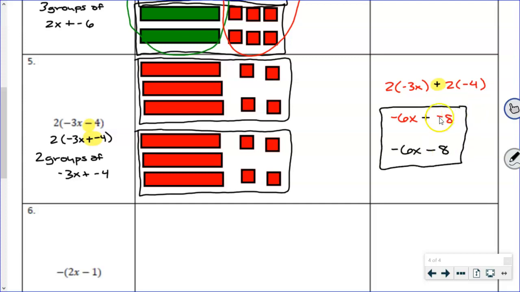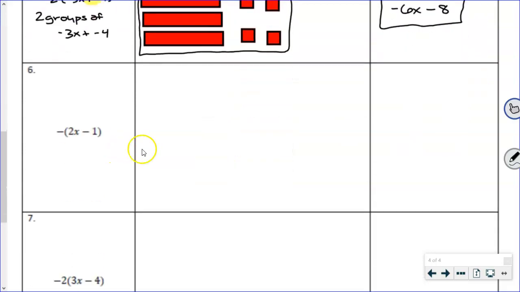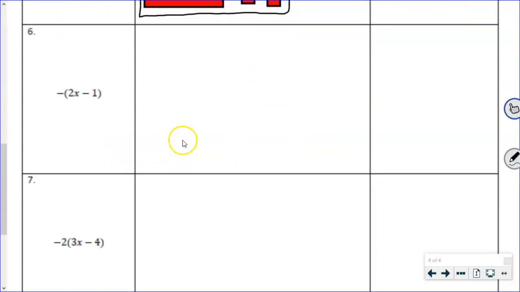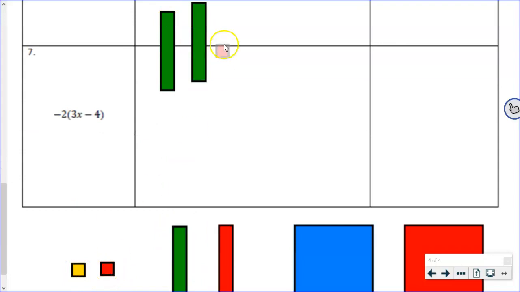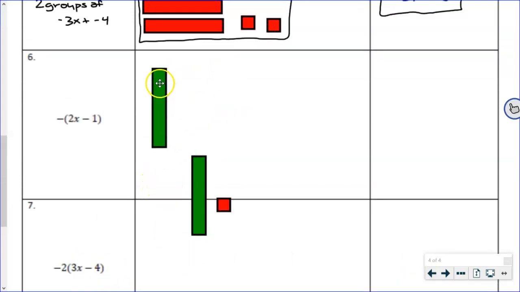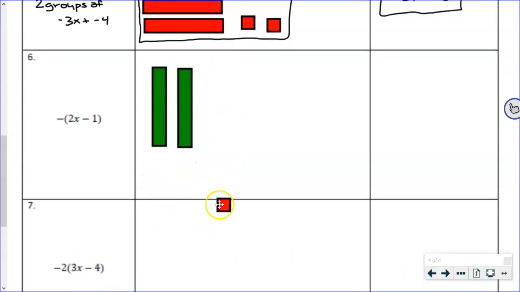This is where we start seeing one of the most missed questions on that pre-assessment. What happens if we just have a negative? Don't worry about the negative first. We'll get there in just a second. Don't worry about the negative first. What should we be worrying about first? What's inside the group? So don't worry about that negative. Will you please just model 2x minus 1? That's all you got to do right now. Model 2x minus 1, which really is going to be 2x plus a negative 1.